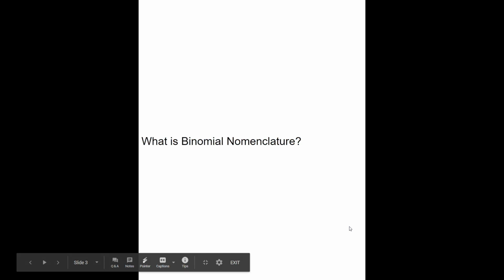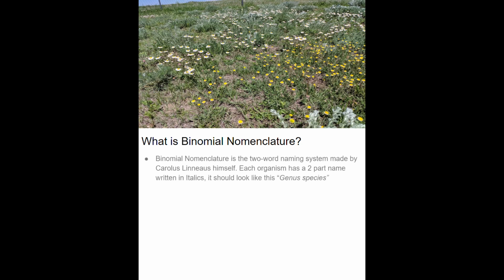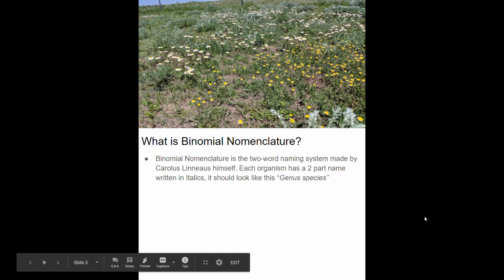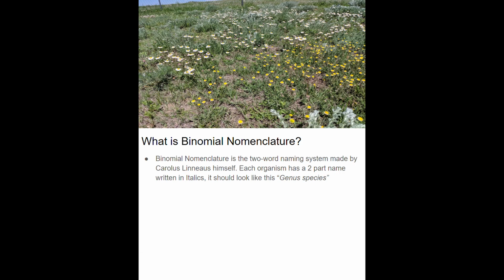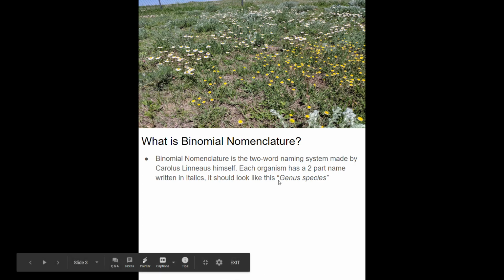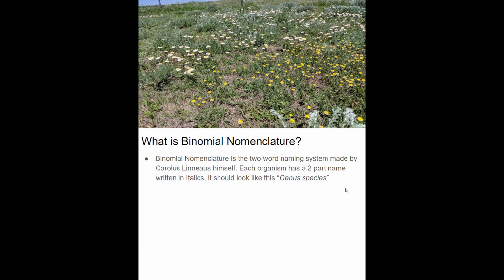What is binomial nomenclature? Binomial nomenclature is the two-word naming system made by Carolus Linnaeus himself. Each organism has a two-part name written in italics. It should look like what's on here: genus, species. Genus is capitalized, species is lowercase. So the examples are below.